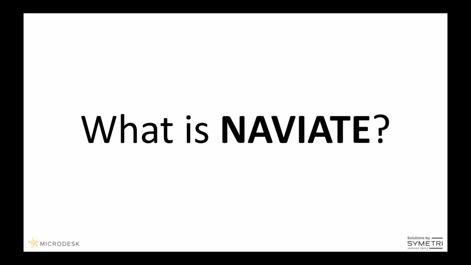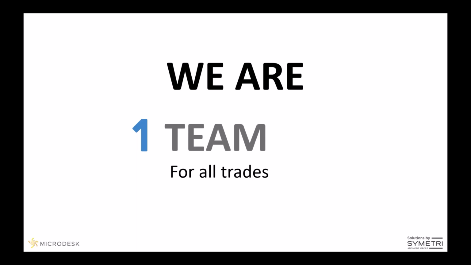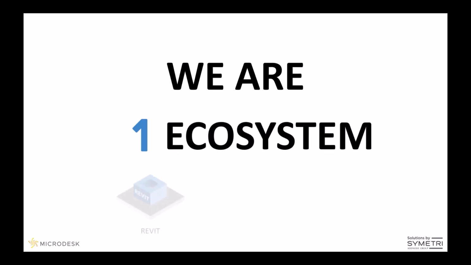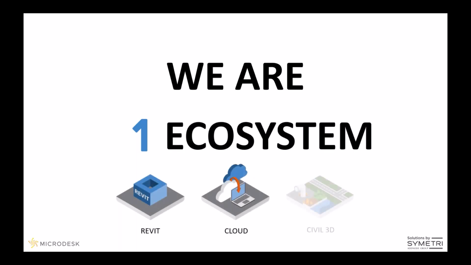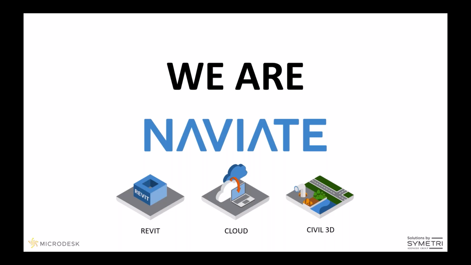All right, so for anyone who hasn't seen Naviate before, just a real quick overview of what Naviate is. Naviate is one product line for all trades. It's one team that you're working with. It's really just one solution for all the workflows. We have one entire ecosystem through Revit, Cloud, and Civil 3D, for all your Autodesk products. Just noting that Cloud is BIM 360 and ACC. So we are just Naviate.